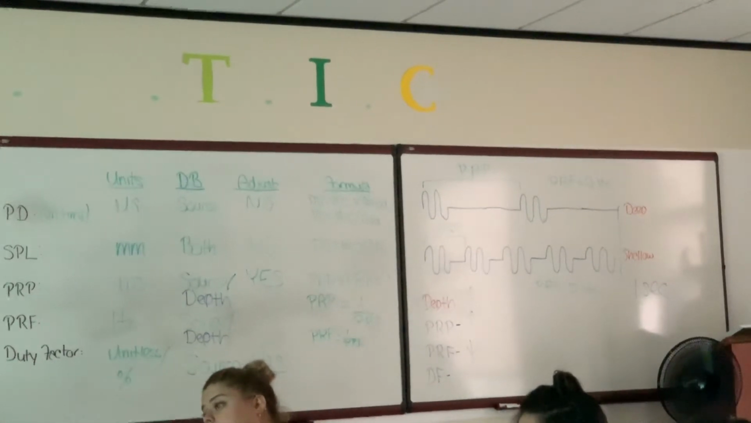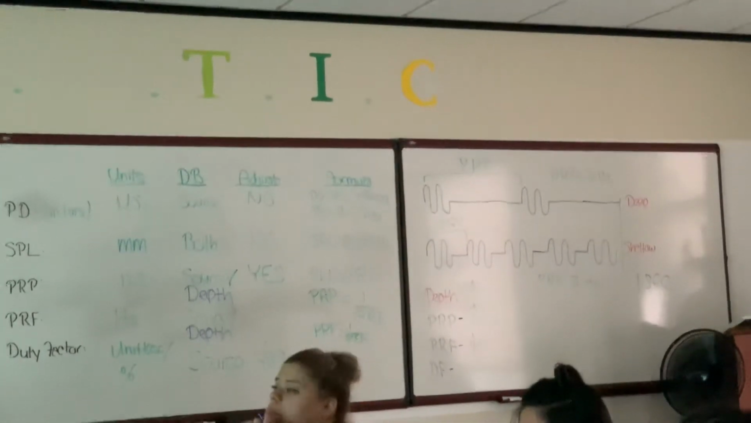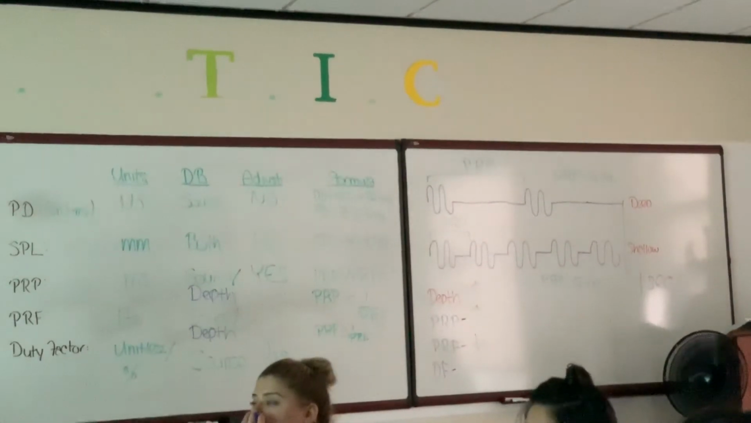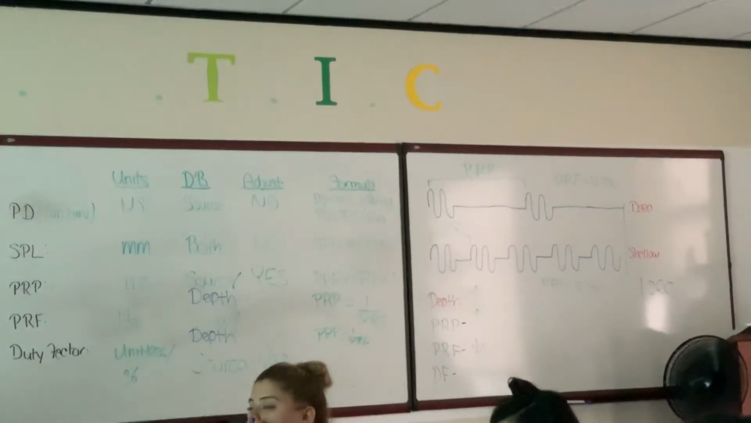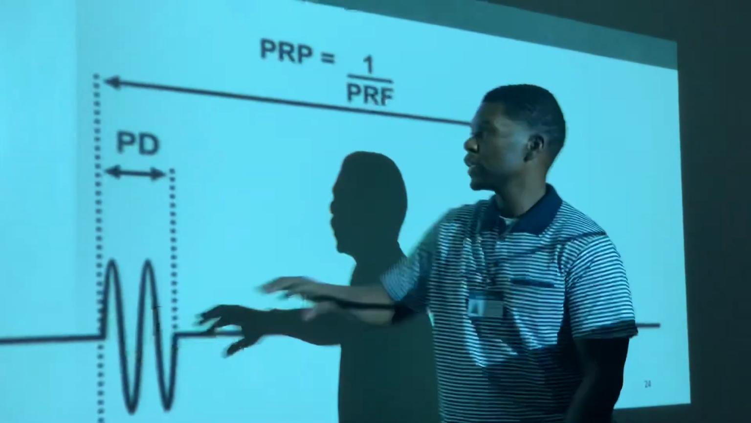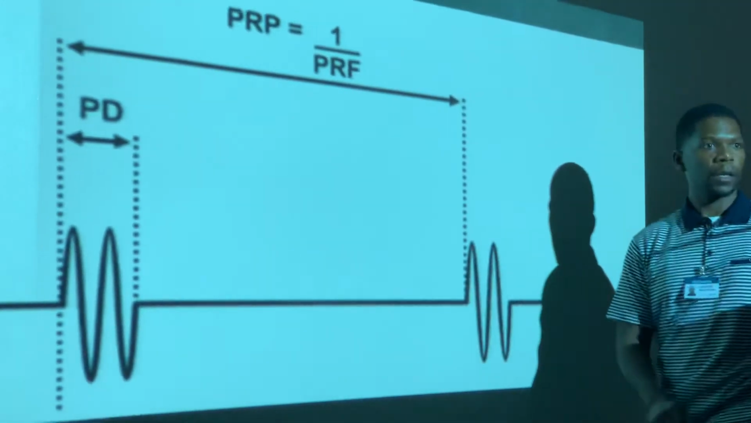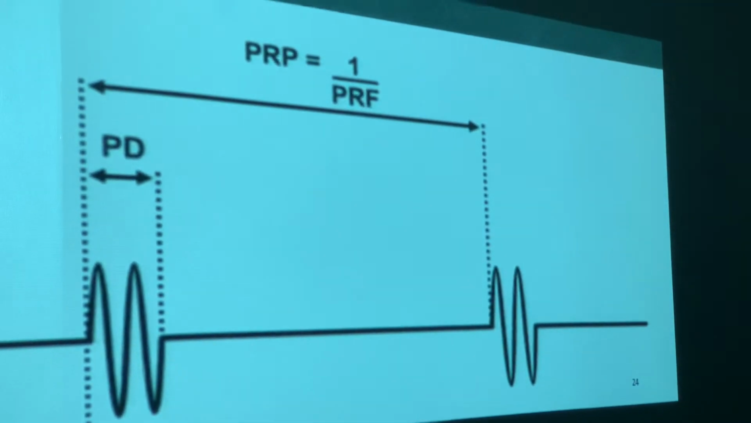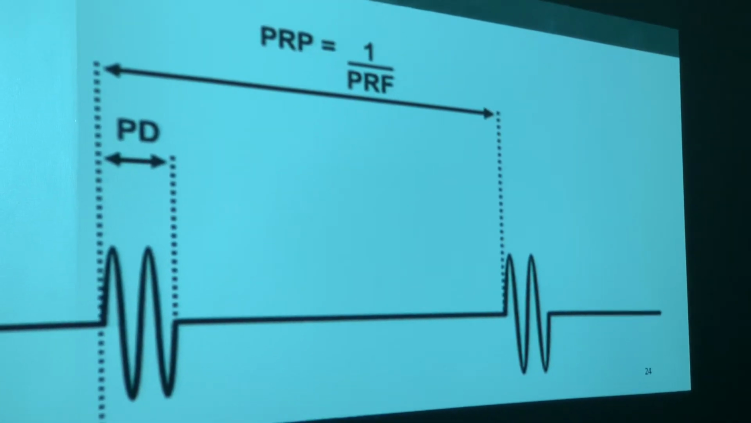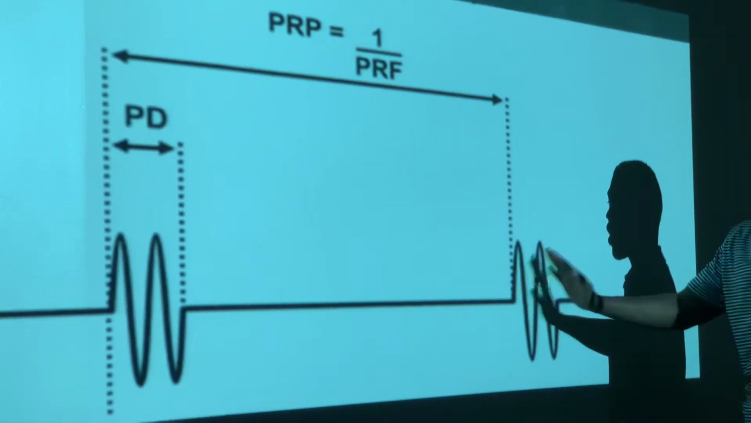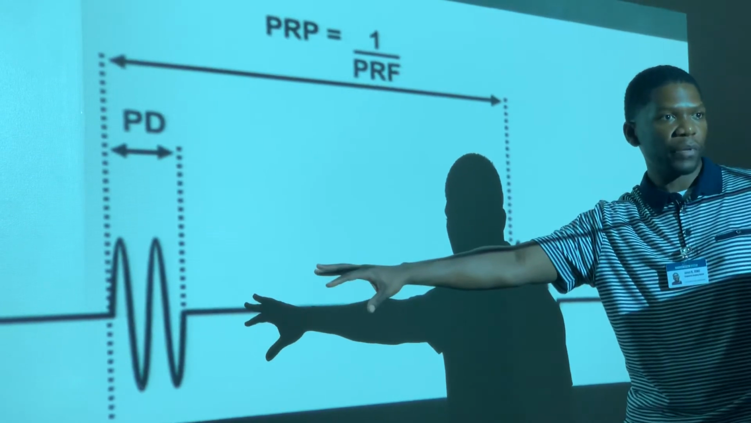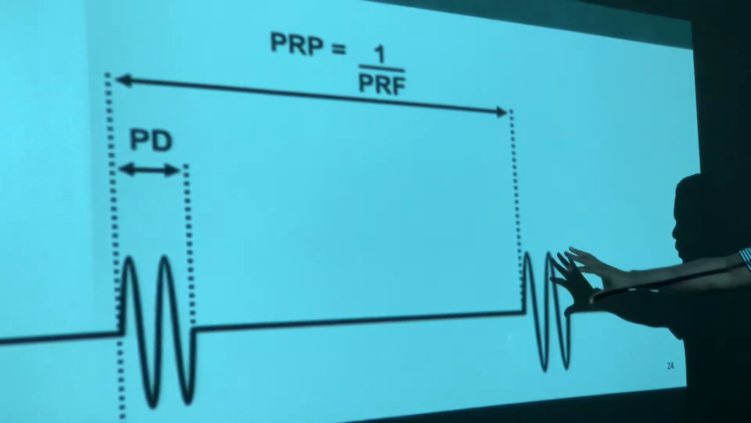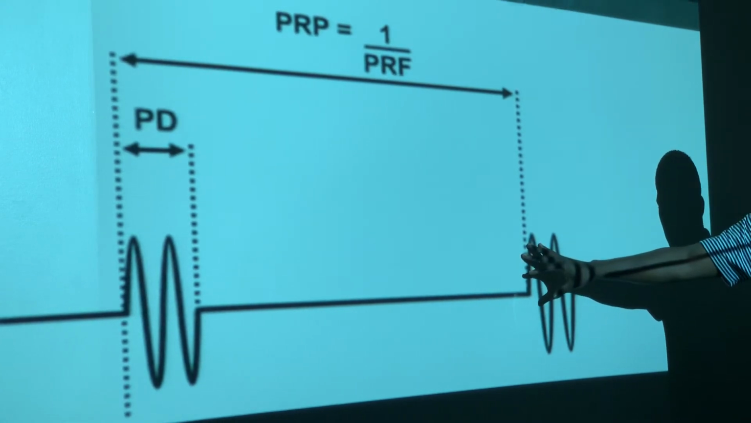Can you return to the last picture, please? Right there. It's just showing you the relationship. All we're doing with duty factor is taking what percent the pulse duration is of the PRP. So when I change the depth, I'm going to be changing that number, right? If I go deeper, then my listening time is going to be a lot longer. That's going to affect that percentage of pulse duration versus the pulse repetition period, right?